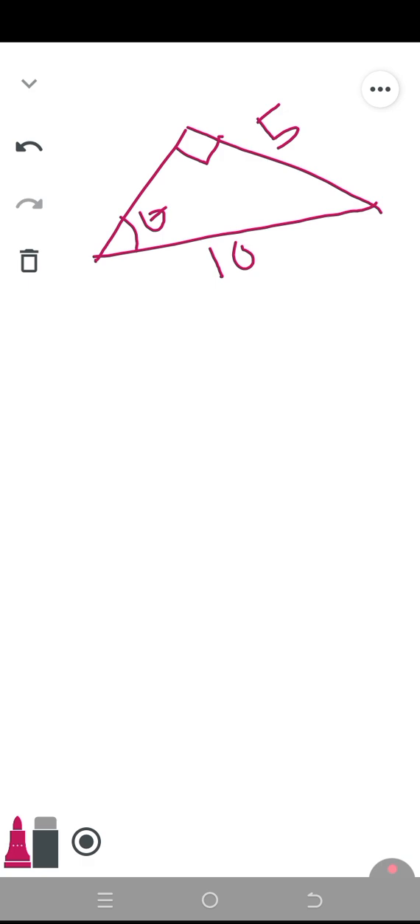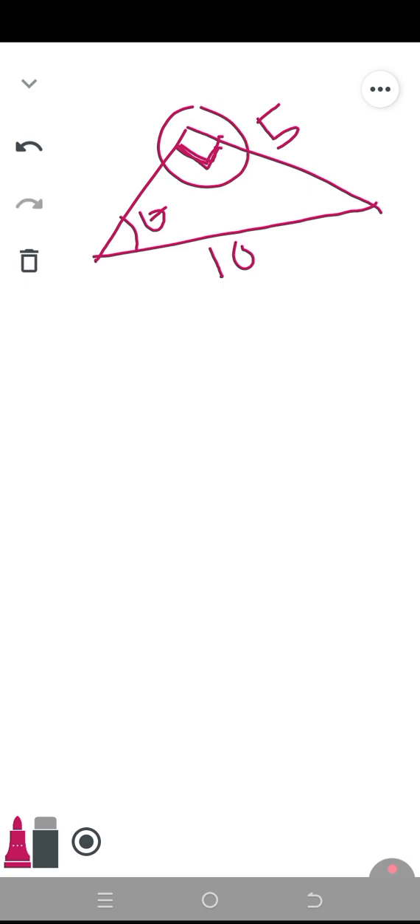So let's see. This is the 90. Do you remember what I told you is the hypotenuse? The hypotenuse is the side that is facing the 90. So first of all, that's the hypotenuse. I told you your right angle triangle can be drawn in any way. But the most important thing is this 90. Once it's there, that's a right angle triangle. It does not have to be like this all the time. It can be in any form.